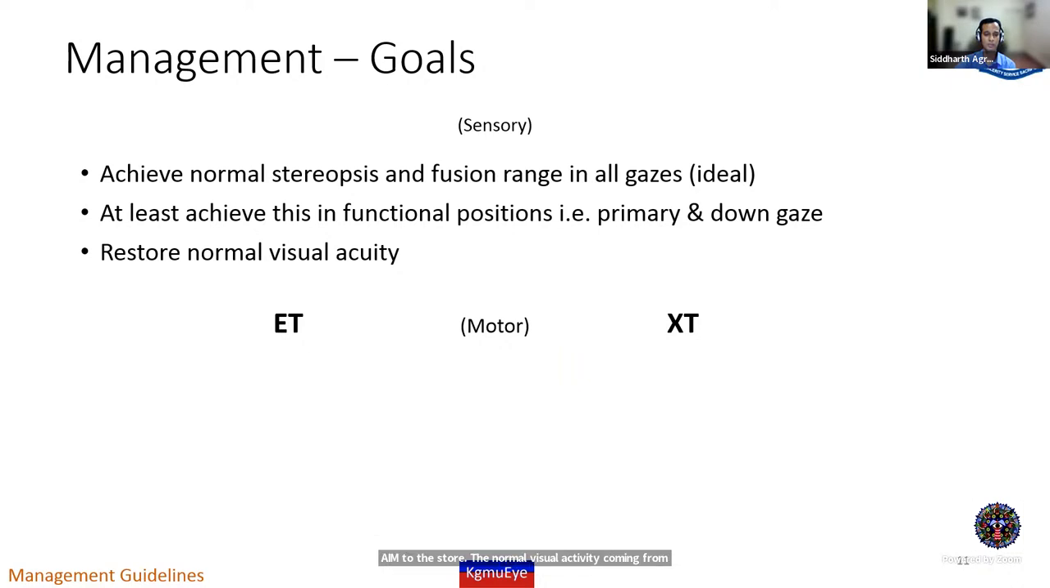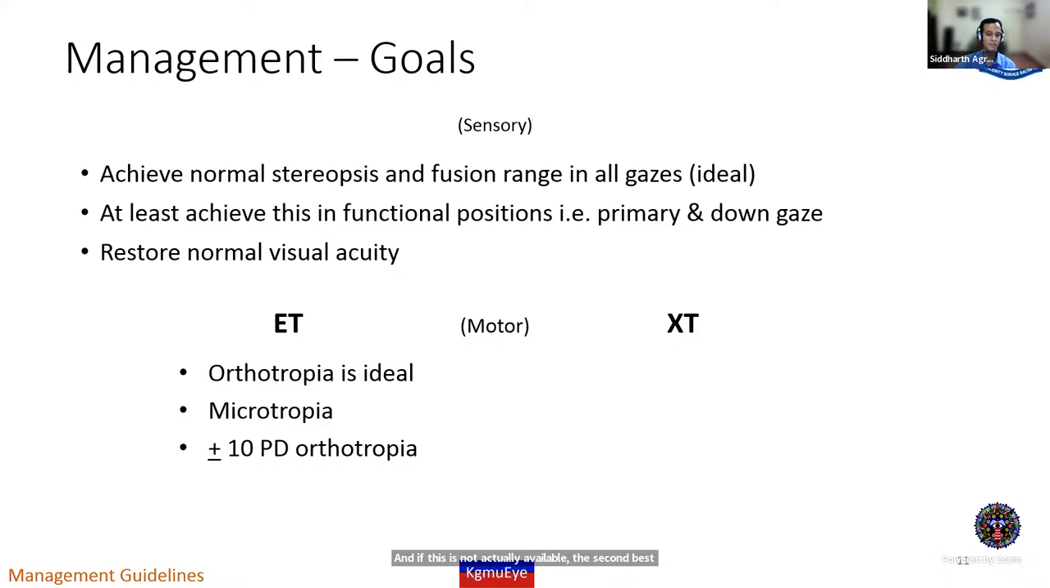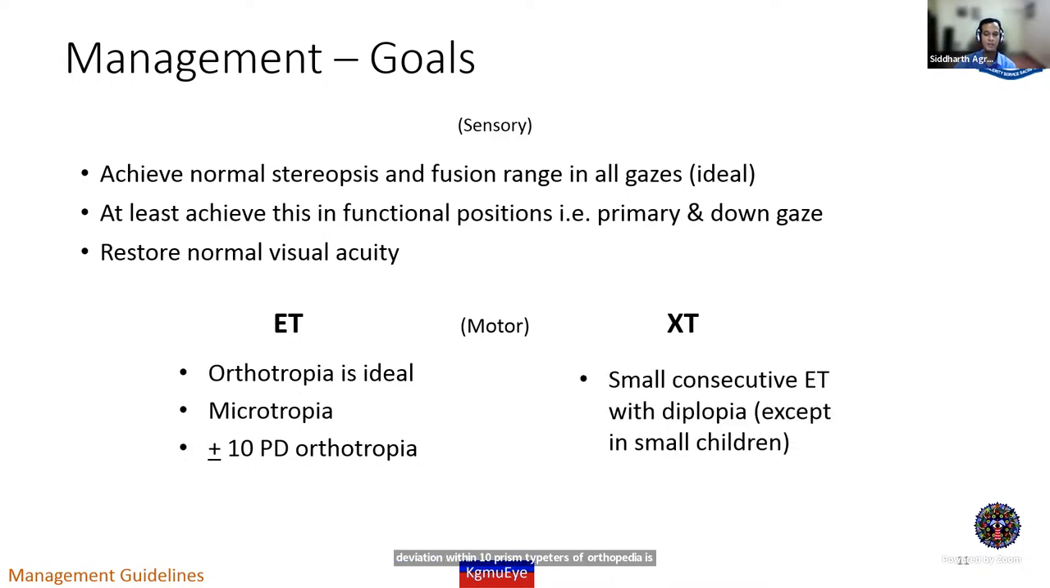Coming to motor goals, they are slightly different in patients with esotropia and in exotropia. In esotropia, orthotropia is ideal, and if this is not achievable, the second best is microtropia. And if even that is not achievable, a deviation within 10 prism diopters of orthotropia is also an acceptable outcome. However, in exotropia, we usually aim for a small consecutive esotropia, except in very small children. And for sensory deviations, a small esotropia is desirable post-operative.